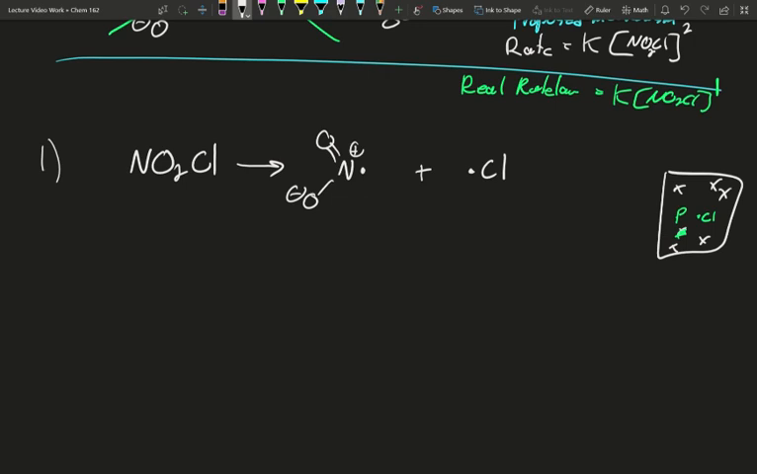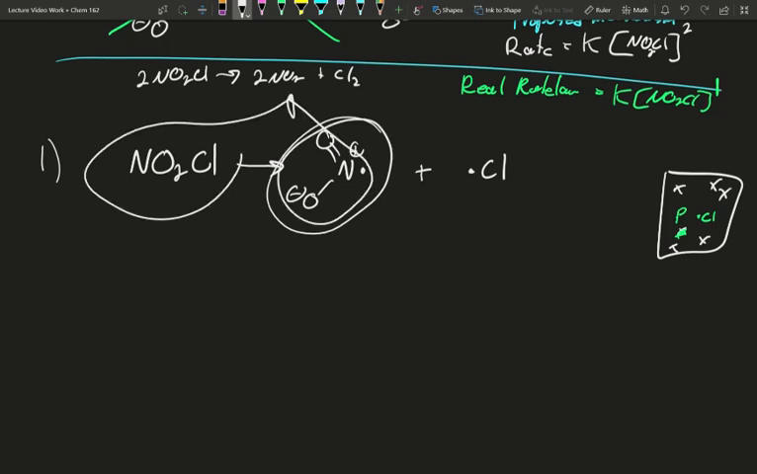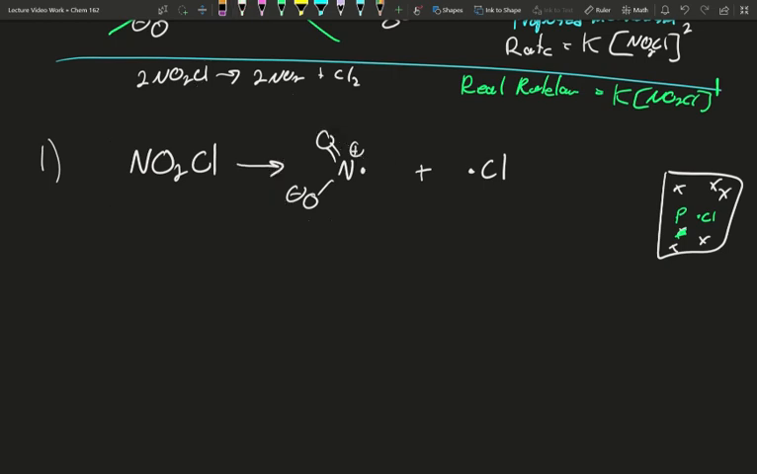Well, I need more NO2. I'm supposed to make two in my reaction. Remember, it's two starting materials turned into two NO2s and a Cl2. I've made one of my NO2s, and I got rid of one of my starting material. I have not yet made Cl2, so I got to do some other stuff.